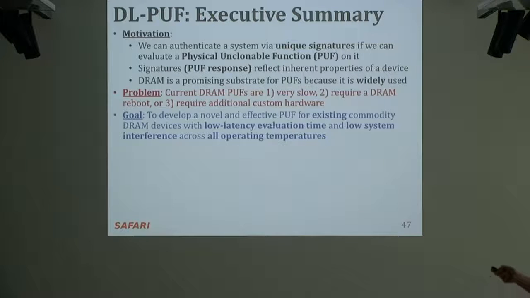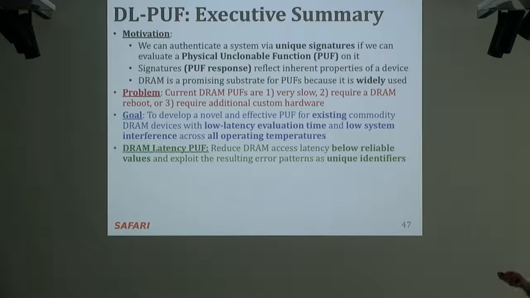Okay, so we wanted to develop a new and effective PUF for existing commodity DRAM devices, again with low latency and low system interference across all operating temperatures. One of the things that we didn't discuss with refresh is that it is very much affected by operating temperatures. So if your temperature is changing a lot, both in the random number generation work and the PUF work that relies on refresh, you have a problem. We'll see that in this case.